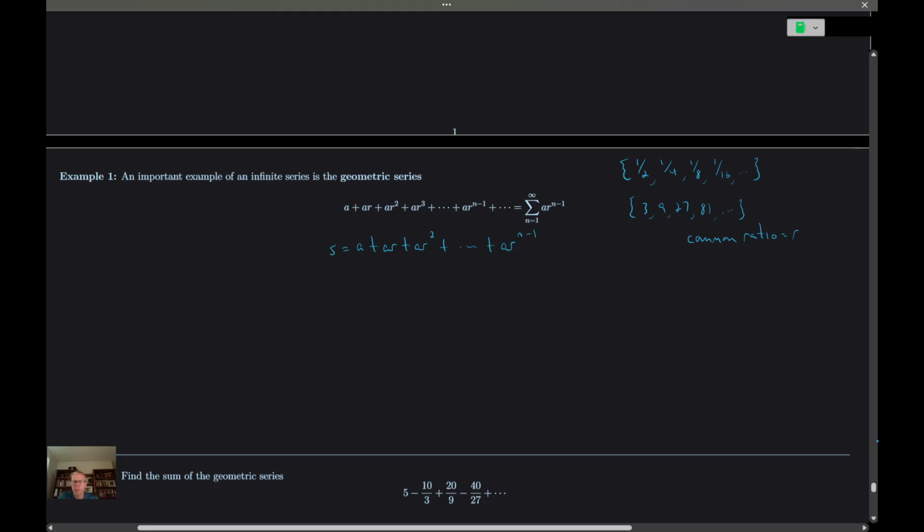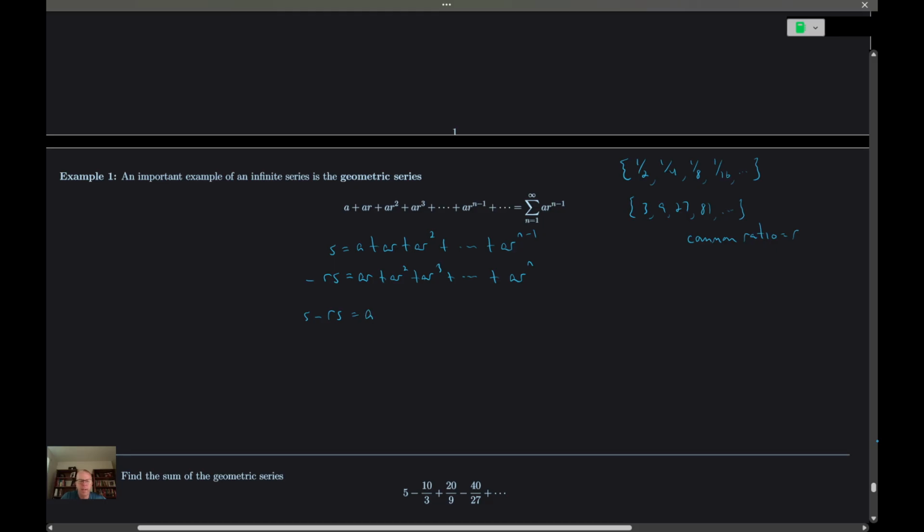Then what we're going to do is multiply this equation by R, the common ratio. So that gives us AR plus AR squared plus AR cubed all the way up to AR to the n. Now what we're going to do is subtract these. So S minus RS. So we get S minus RS on this side. Now what do we get on this side? We get A. Now we're going to subtract each of these terms.